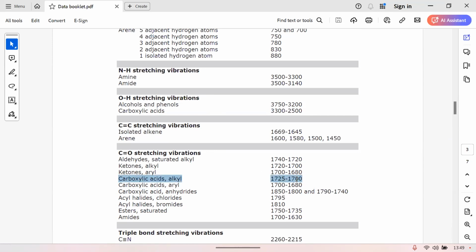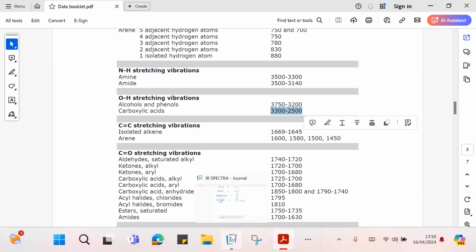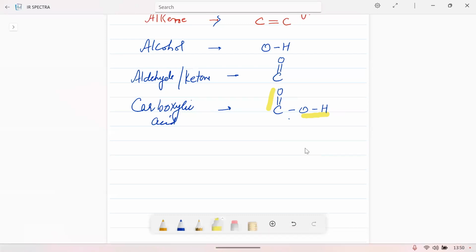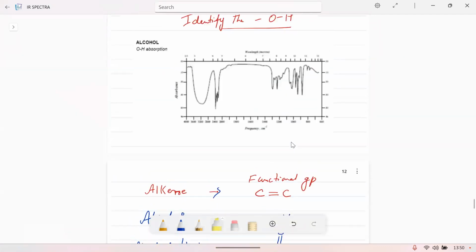So you will search for two peaks for carboxylic acid: the C double bond O peak, and then the OH peak in carboxylic acid at this position. Once you have both peaks, you will know that your substance is a carboxylic acid. If both peaks are not present, it means it is not a carboxylic acid. So let's try to use this over here.